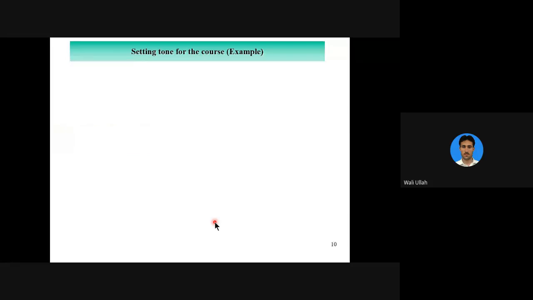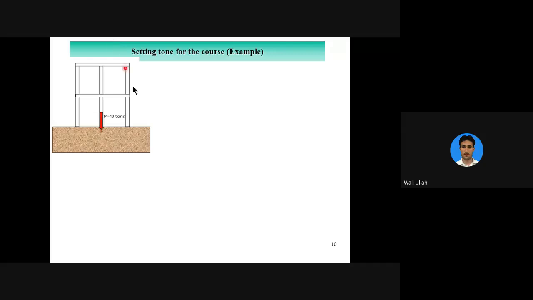Okay. Let's do that example which would clarify to you the importance of these two criteria and how they are used to design a foundation geotechnically. This is a frame structure. These are beams and these are columns. You have done structural analysis and you found that the load coming on the center column is equal to 40 tons.